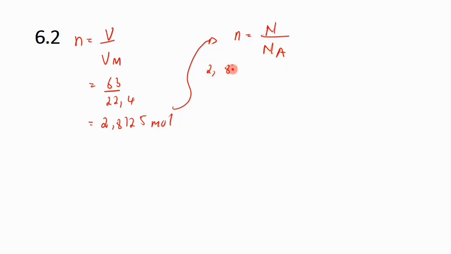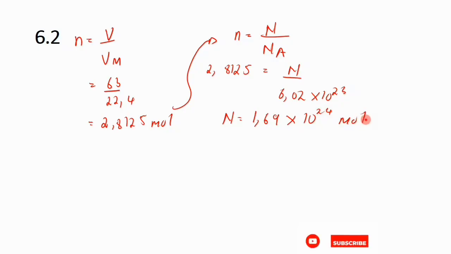So 2.8125 is equal to N over the Avogadro's constant, which is always 6.02 times 10 to the exponent of 23. It is a constant, meaning it is always like that. Then you cross multiply here, and your number of molecules will give us 1.69 times 10 to the exponent of 24. Then you just write molecules, right? So in that way you could have got your 4 marks. So probably here they would give you 2 marks, and then also here substitution and the correct answer.